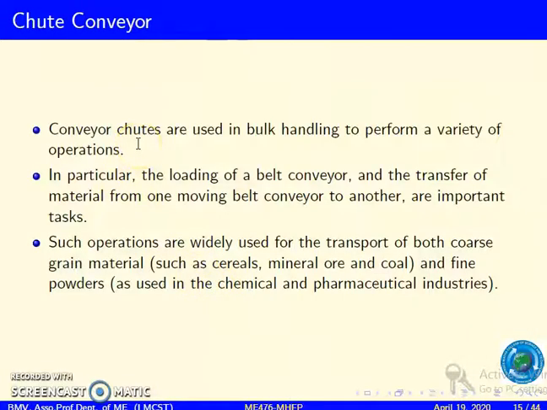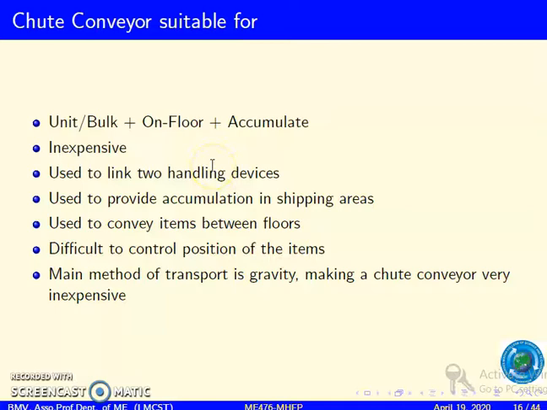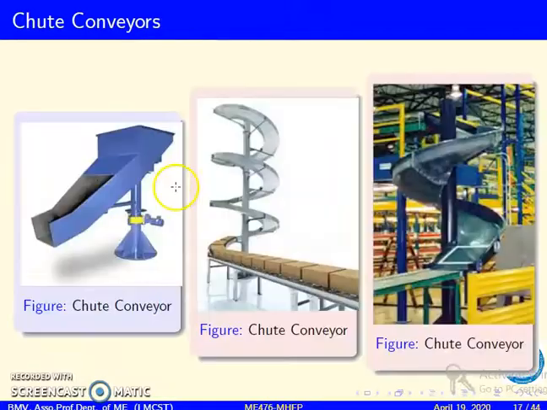Now we have this chute conveyor. These are used for loading of a belt conveyor and to transfer material from one moving belt conveyor to another. These are used for transporting grain material and fine powders. And these are the features of chute conveyor. The main method of transportation is by gravity, and these are inexpensive. These are the different types of chute conveyors.